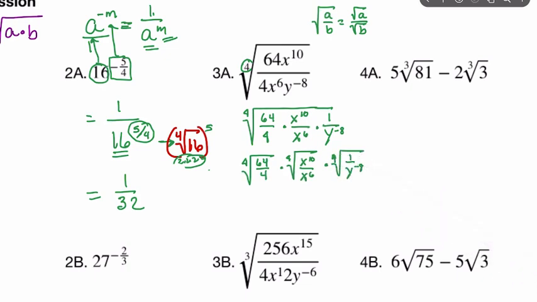So let's just simplify each of these individually. Well, this is the fourth root of, let's see, that comes out to 16. 64 divided by 4 is 16, and the fourth root of 16 is just 2. I've got the same bases, and they both have exponents, so the rule is subtract the exponents, so 10 minus 6 is 4. So this comes out to the fourth root of x to the fourth, and that's just x.